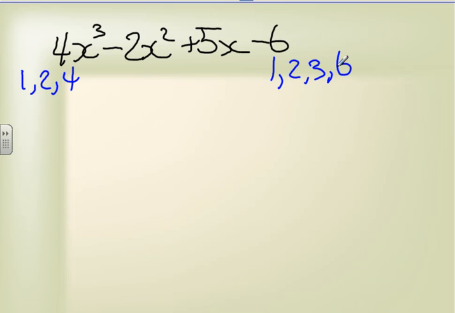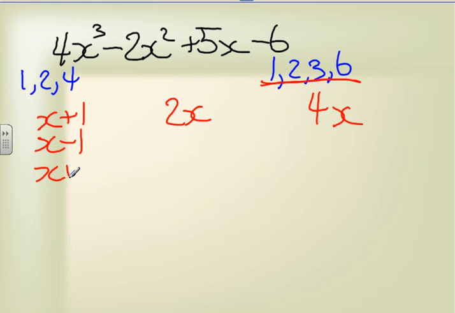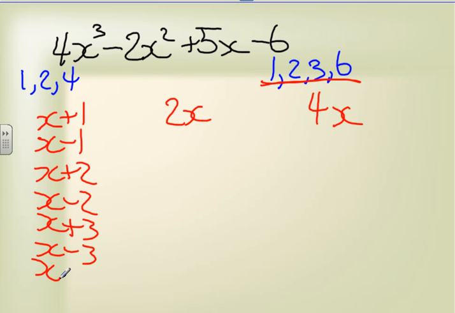Well, because I have a coefficient on the first one, my possibilities are either x in the beginning, 2x, or 4x. And I'm also going to have all of these. So it's going to be x plus 1, x minus 1, x plus 2, x minus 2, x plus 3, x minus 3, x plus 6, x minus 6. That's just like we did last time.